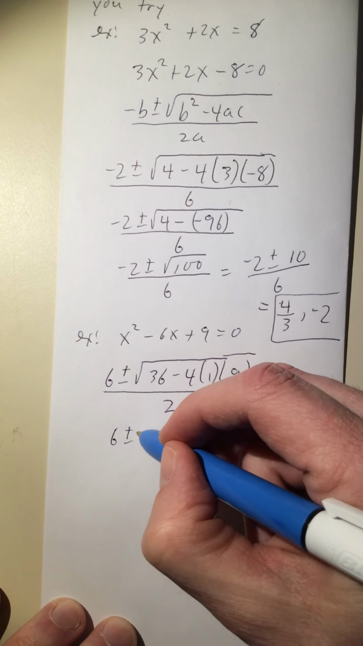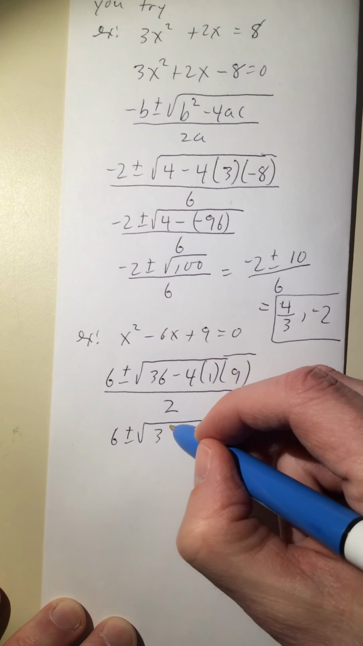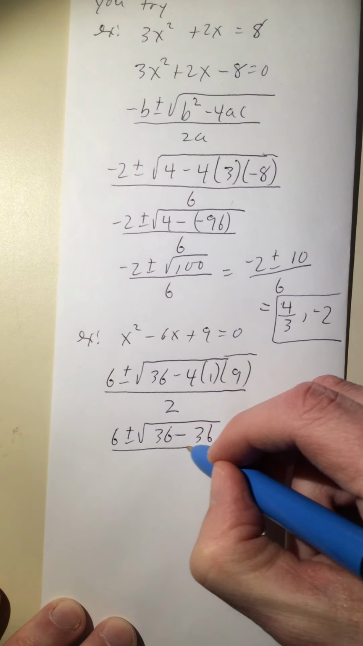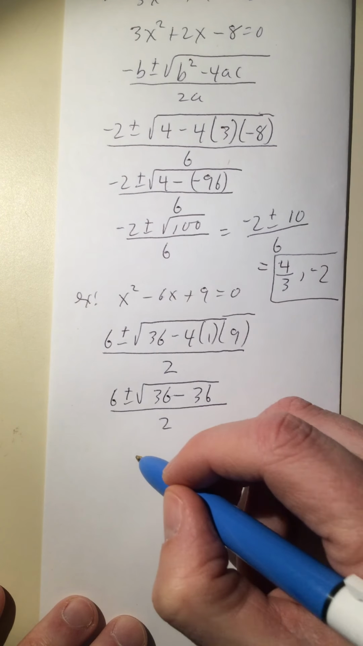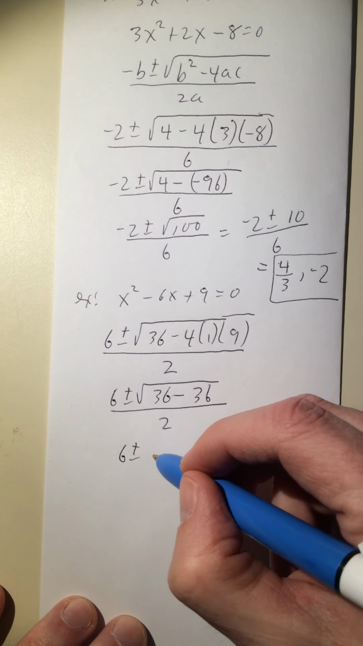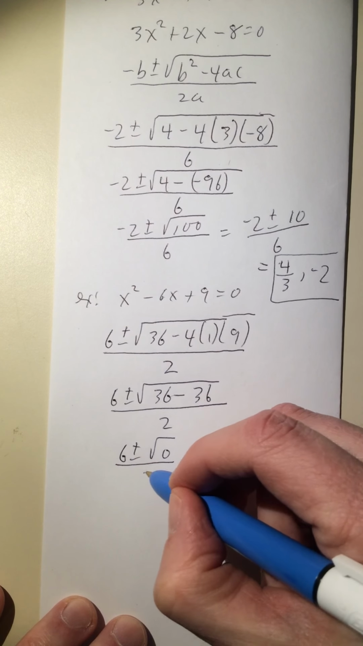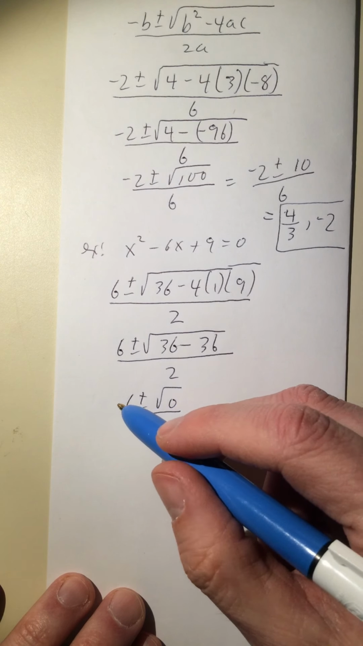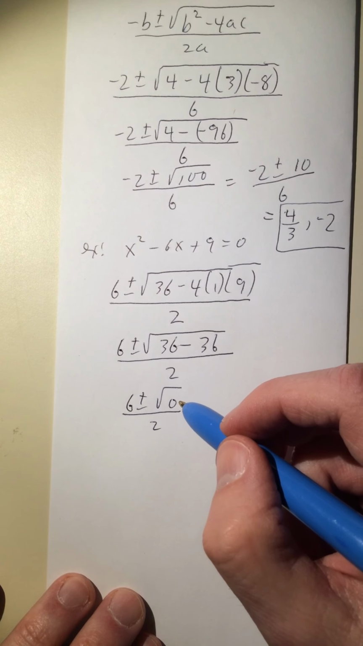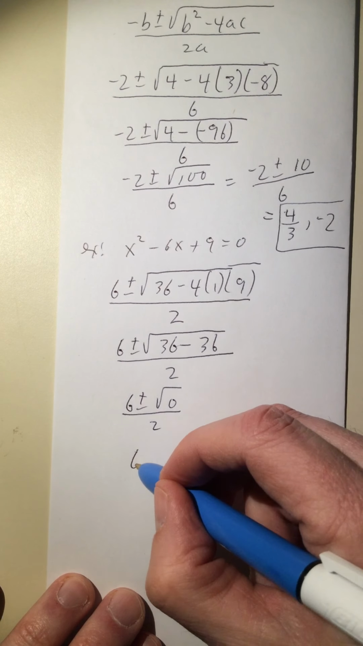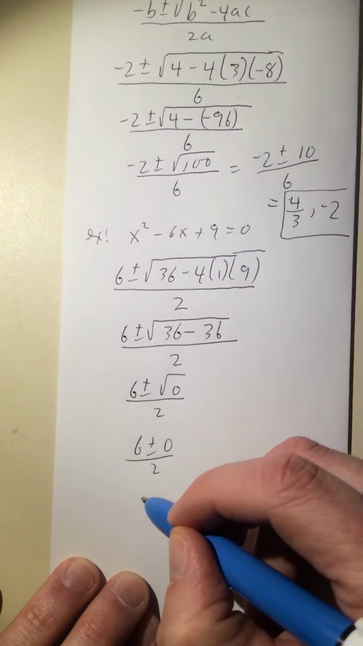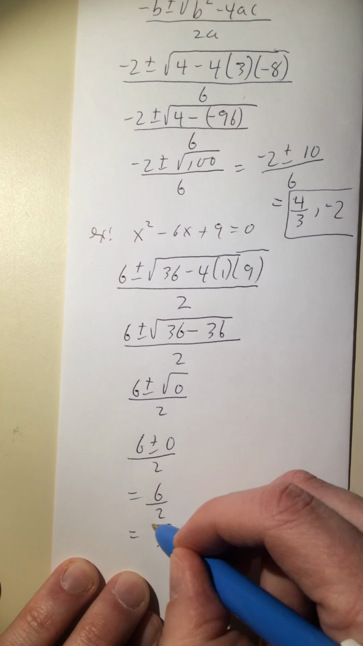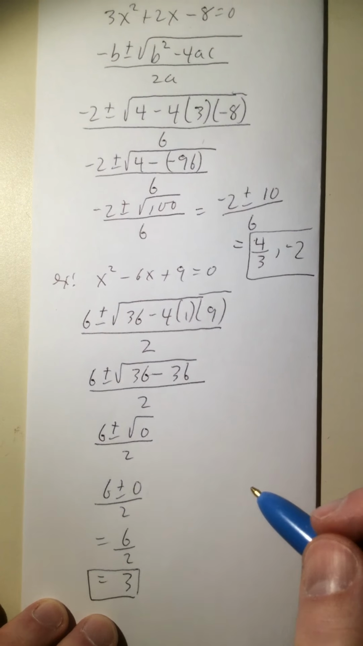So now we get 6 plus or minus the square root of 36 minus 4 times 1 times 9 is 36. Now you see this is the special piece that I wanted you to see. Then you get 6 plus or minus the square root of 0 over 2. Well, of course, the square root of 0 is just 0. And 6 plus 0 and 6 minus 0 is just the same thing. So what we really have then is 6 over 2, which is just 3. And that is it.